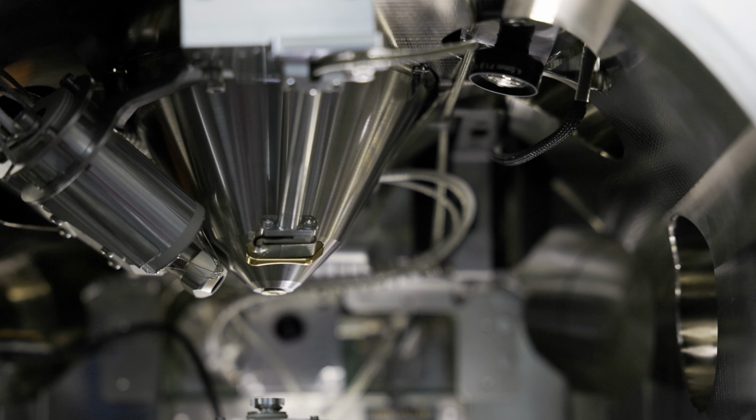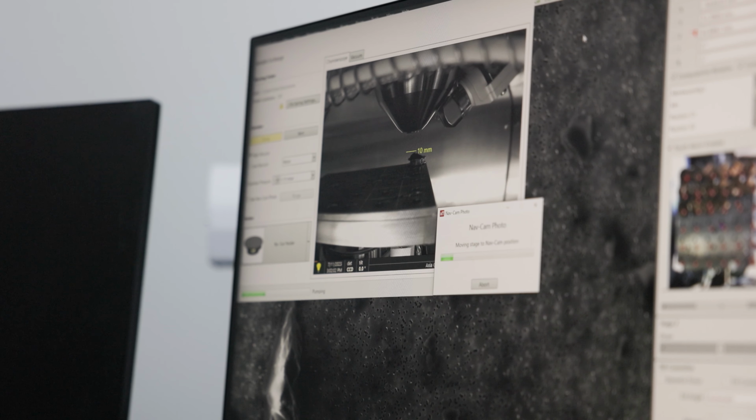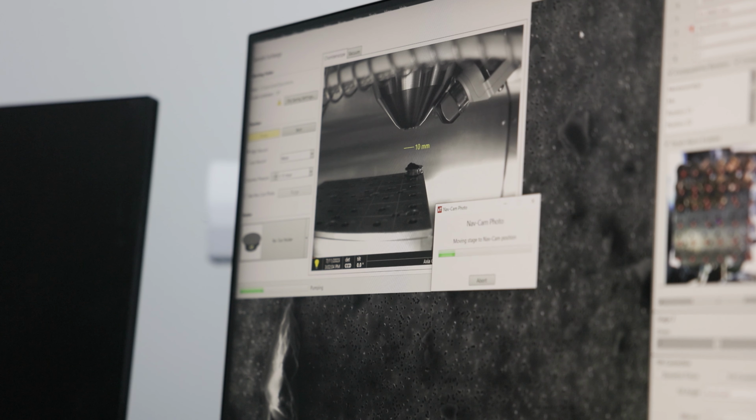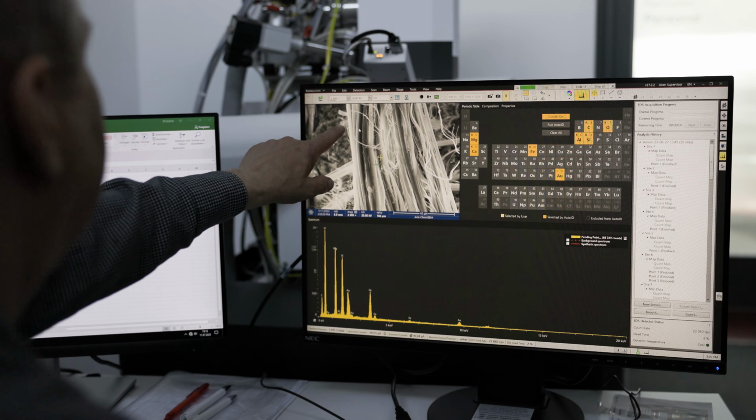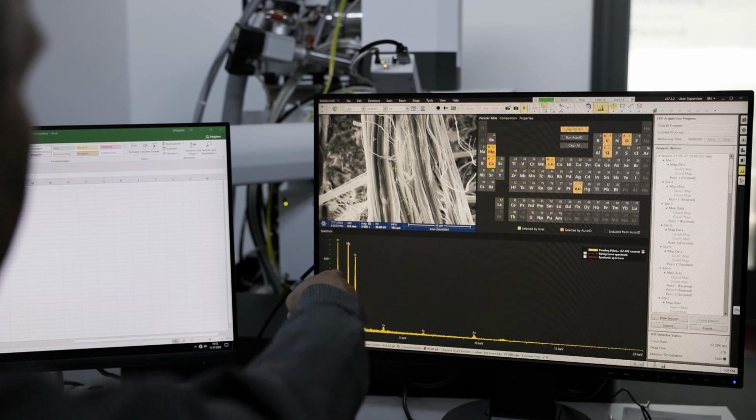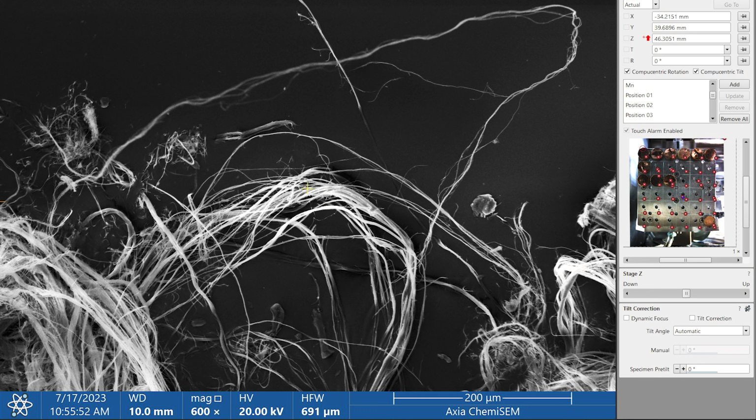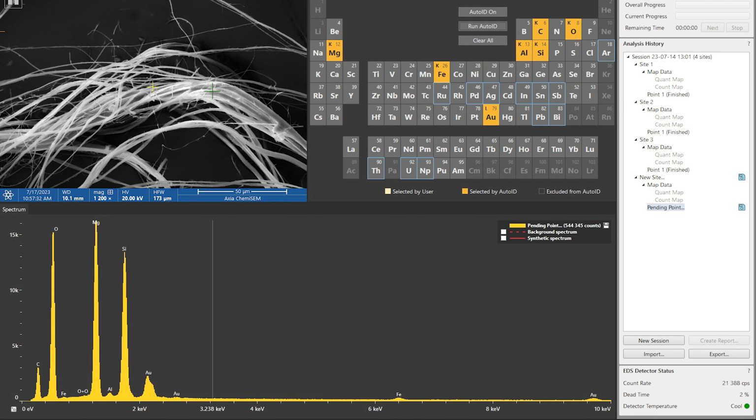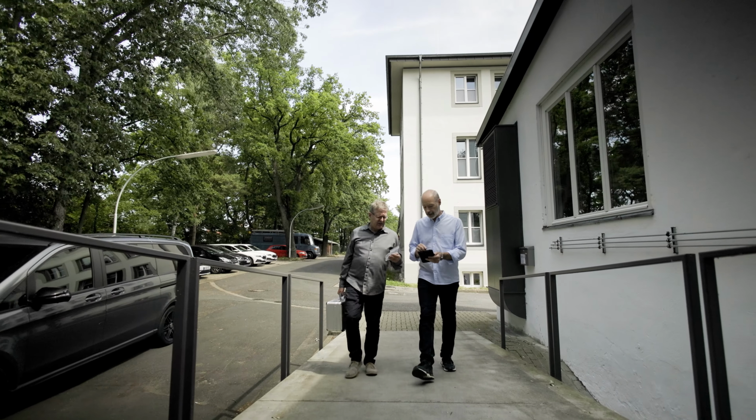Here you can see the electron gun, and there is the EDX detector, which are the main features for asbestos analysis. The operator is searching for specific asbestos fibers, which, after they have been found, are analyzed by energy dispersive X-ray analysis, EDX. The picture combined with the elemental spectra is important for the question of whether this fiber is an asbestos fiber and whether the sample contains asbestos.